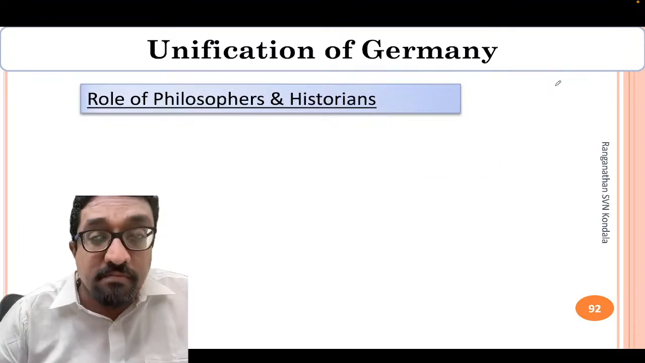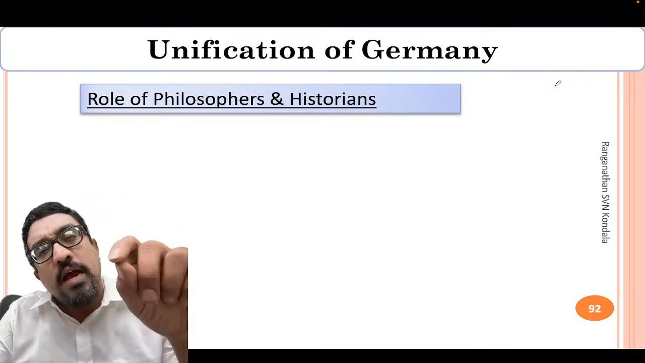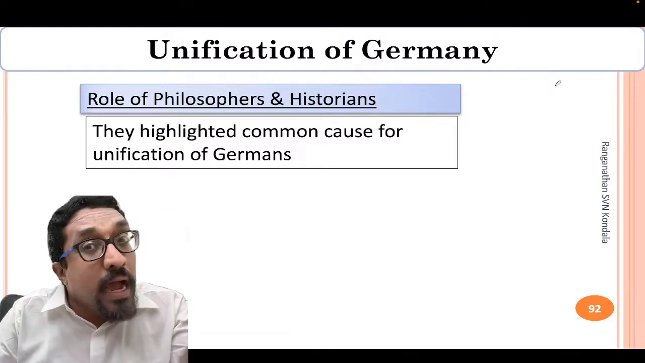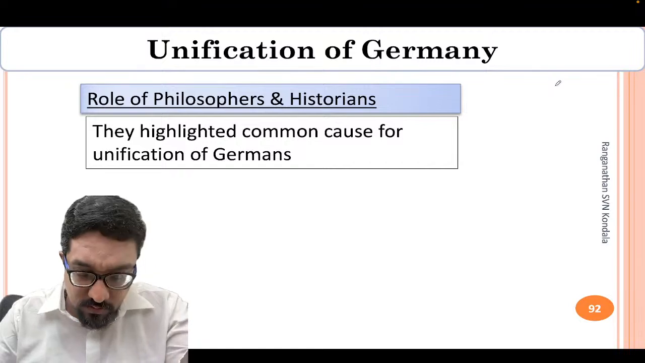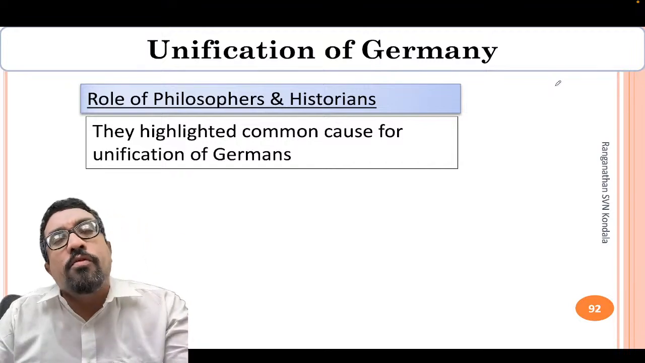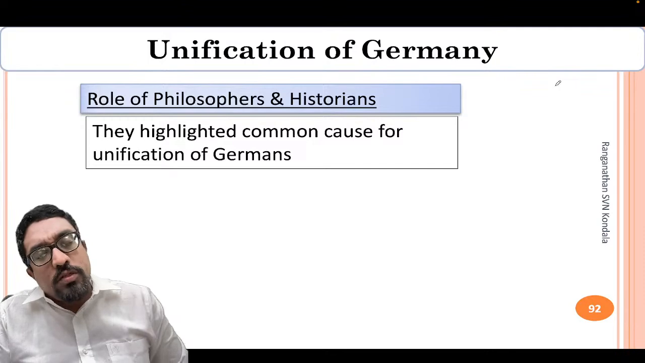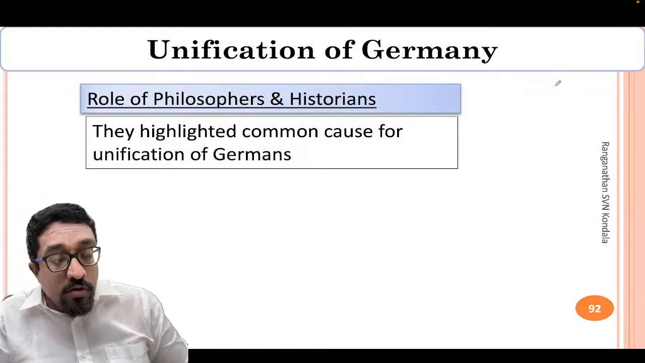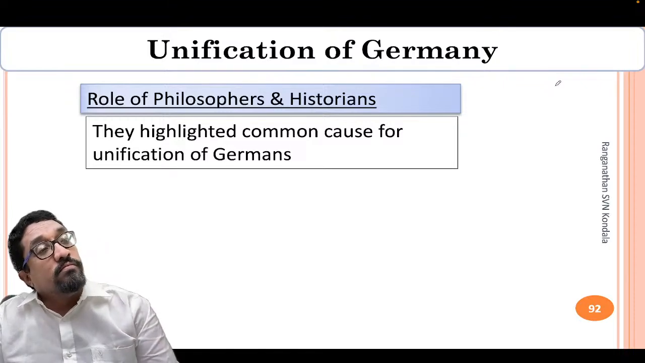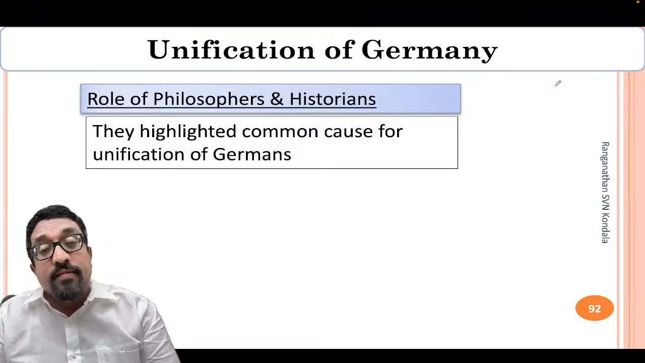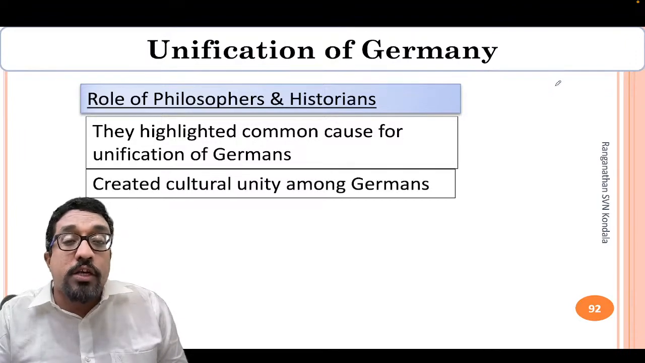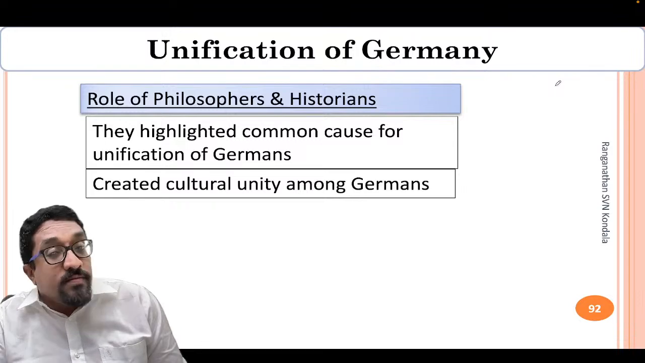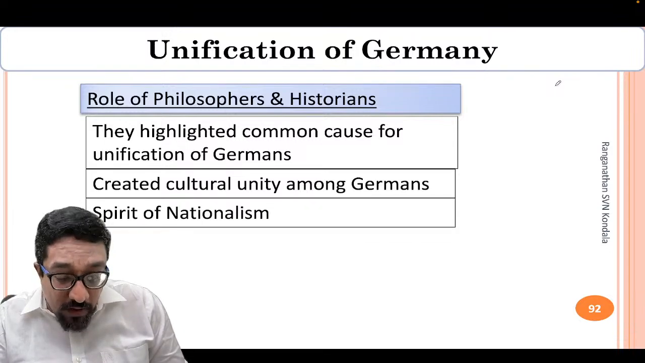At the same time, just like Italian unification, here also there were many historians, many philosophers who contributed to develop this idea of German nationalism, simply known as the fatherland. In Germany, they do not talk about motherland. They have fatherland. They highlighted the common cause for unification of Germany and the belief of cultural unity of Germans. And this slowly developed a spirit of nationalism.